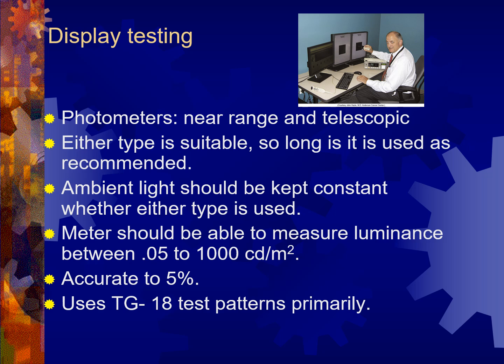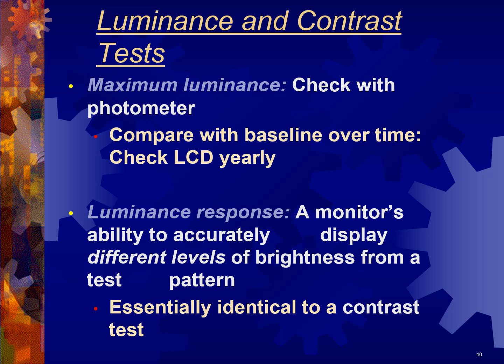The meter should measure luminance between 0.05 and 1,000 candelas per meter squared. The accuracy of the photometer should be plus or minus 5%. Use TG18 test patterns primarily; SMPTE test patterns are being slowly phased out in favor of TG18 test patterns.